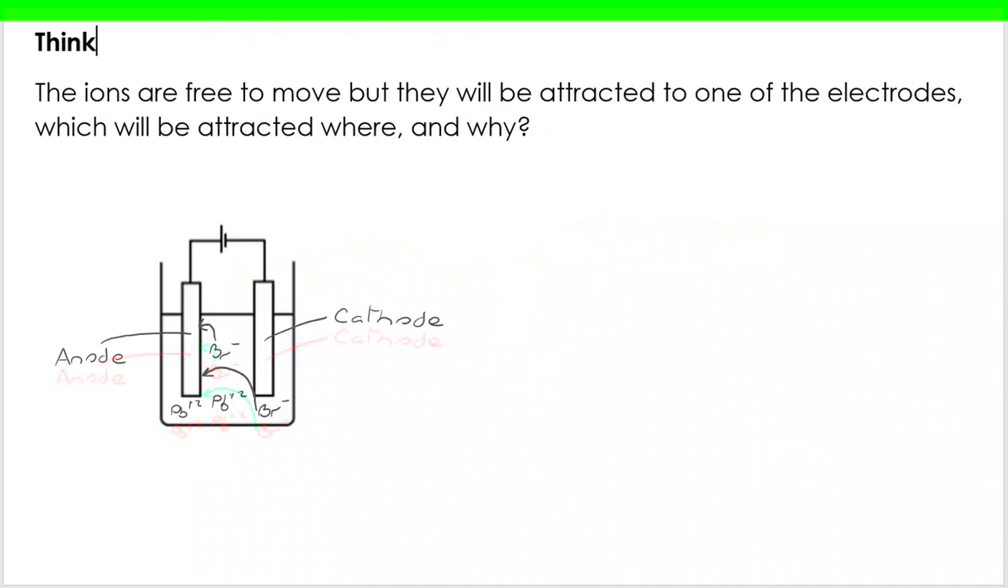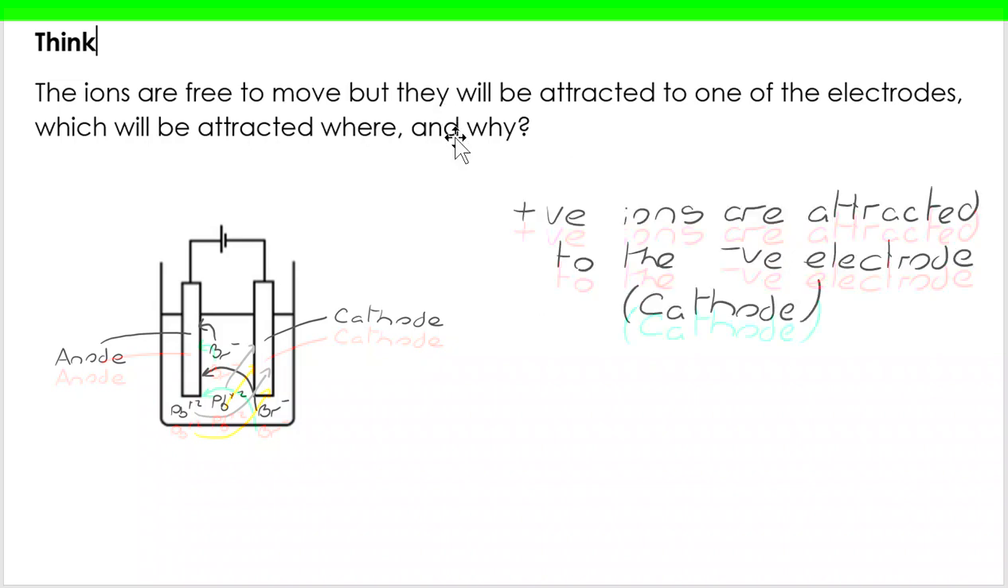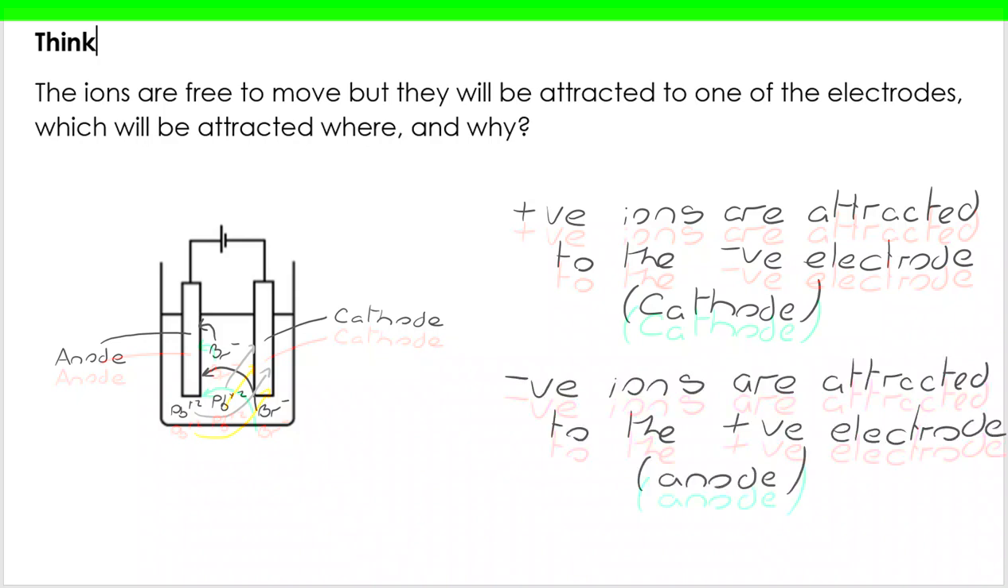To help answer this, I've added the diagram again. What do we see happening here, and why are we seeing it? Well, my bromide ions are moving to my positive electrode, negative ions to positive electrode, and my positive ions are moving to my negative electrode, my cathode. So, in summary, positive ions are attracted to the negative electrode, and negative ions are attracted to the positive electrode.